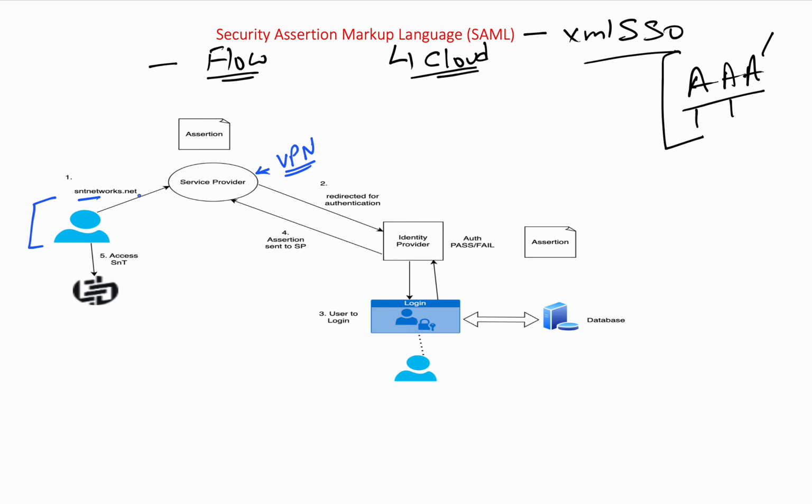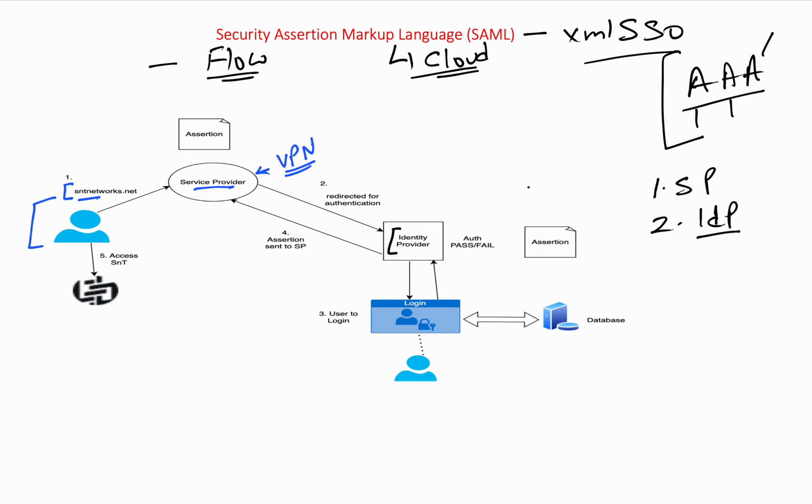You've connected to the VPN, so you're in your internal corporate network. Now you reach out to access SNT. You say that you want access to SNT, but it will redirect you to the service provider because you're not authenticated yet. Correct? So now you go to your service provider. Once you are in your service provider, you will be redirected for authentication to the identity provider. So one is the service provider, second is the identity provider, IDP. Okay.